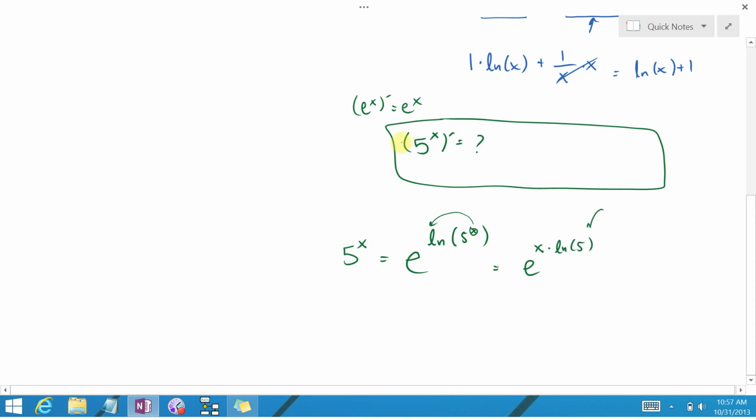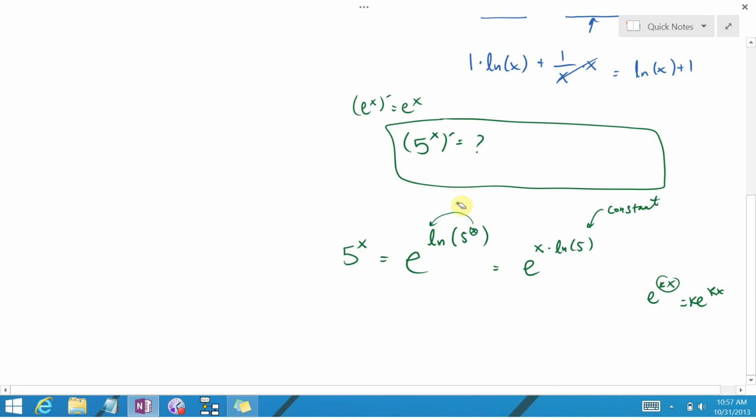And ln of 5, it's not a number that I can write down off the top of my head, but it is just a number. It is just a constant. So we really have something of the form e to the kx, where k is a constant, and the derivative of that is easy by the chain rule. It's just e to the kx times that constant k. We're just using the chain rule.